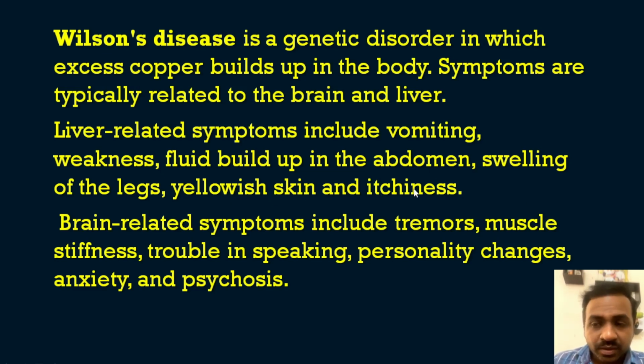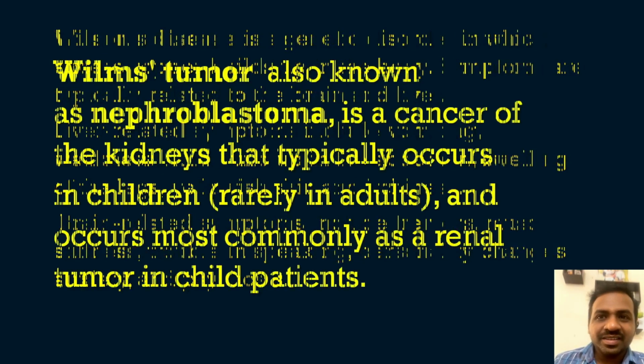Okay, so these are the liver related symptoms. And what are all the brain related symptoms? It includes tremors, muscle stiffness, trouble in speaking, personality changes, anxiety, and psychosis. Okay, so these are the classical features of Wilson's disease. Copper buildup in the body, in two areas, that is in the liver and in the brain. Okay, so don't forget. So what about the other options?